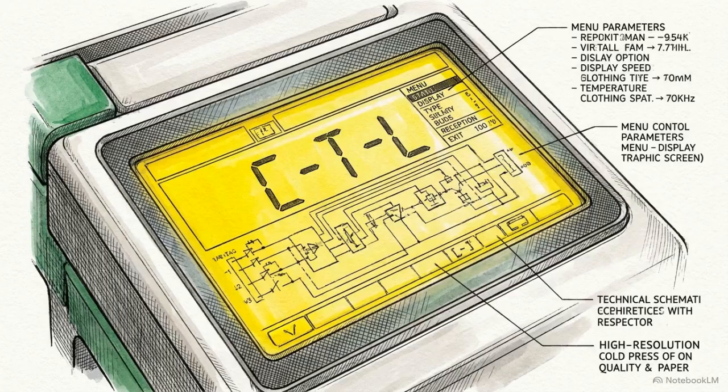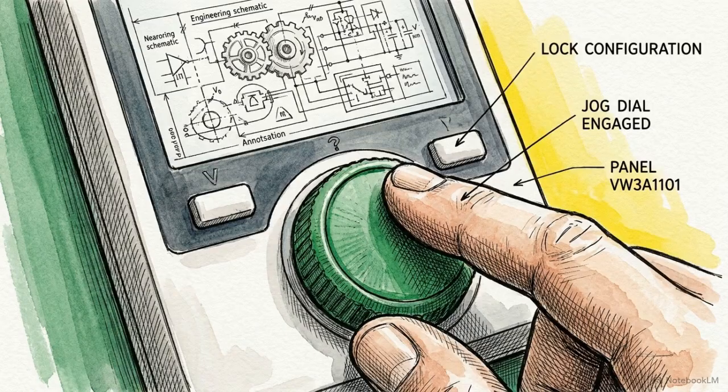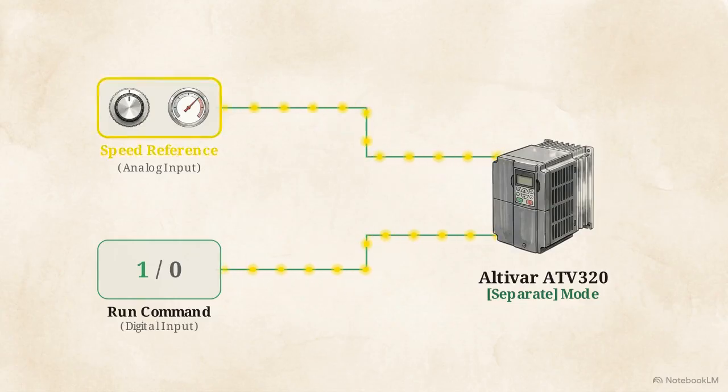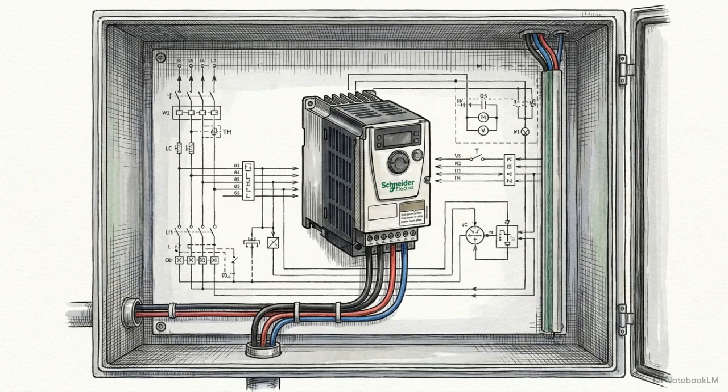To split these signals, we navigate into the command menu, shown on the screen as CTL. Here, we switch the configuration from combined to separate. With that change, the drive can simultaneously process an analog input for its speed reference and a digital input for its run command. Using the command menu this way removes the need to wire external relays or complex routing logic, which simplifies the machine's overall wiring schema.